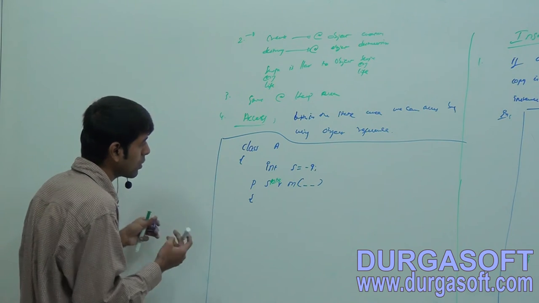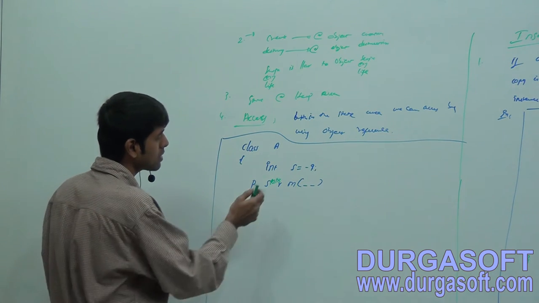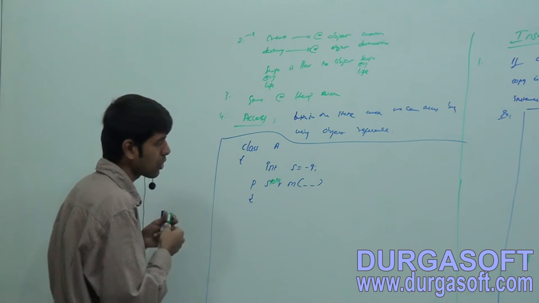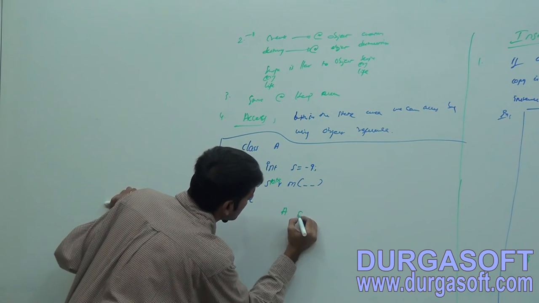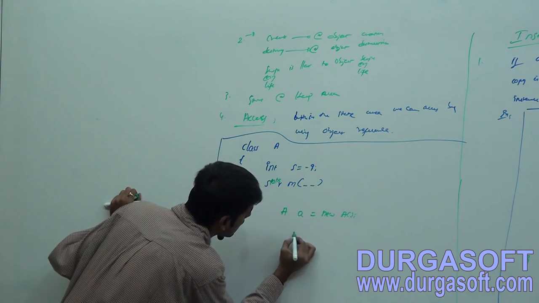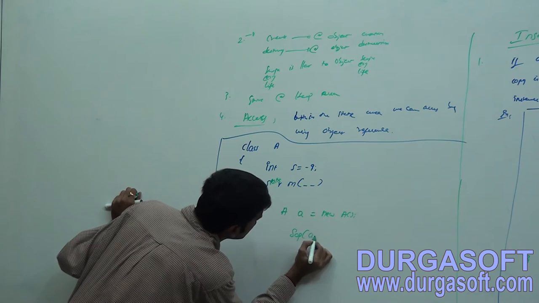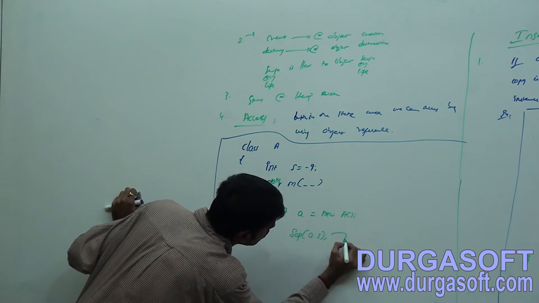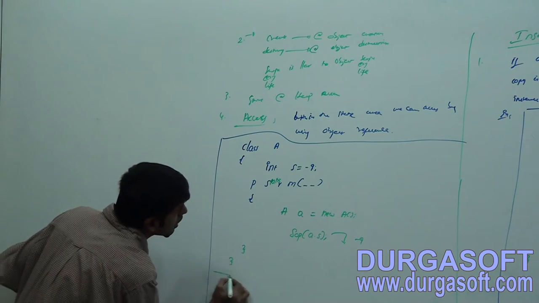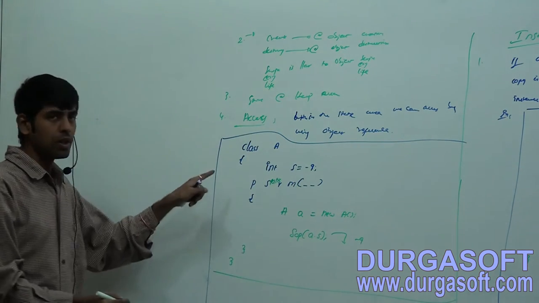Now let me create an instance to access this particular variable. A equals to new A constructor, SOP of A dot s. So you will get the output as minus 9. This also we have discussed.